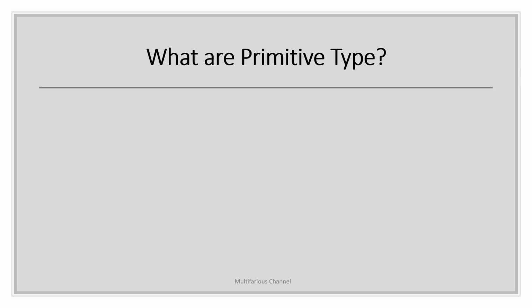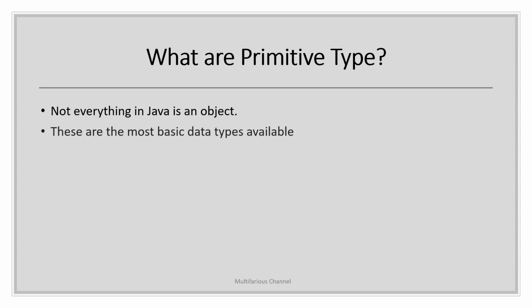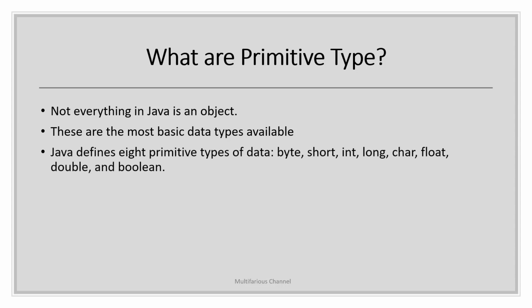So what are primitive types? Not everything in Java is an object. There is a special group of data types, also known as the primitive types, that can be used quite often in programming. Primitive types are the most basic data types available within the Java language. They represent the simplest kind of data that can be stored and manipulated in a program. Java defines 8 primitive types of data: byte, short, int, long, char, float, double, and boolean.